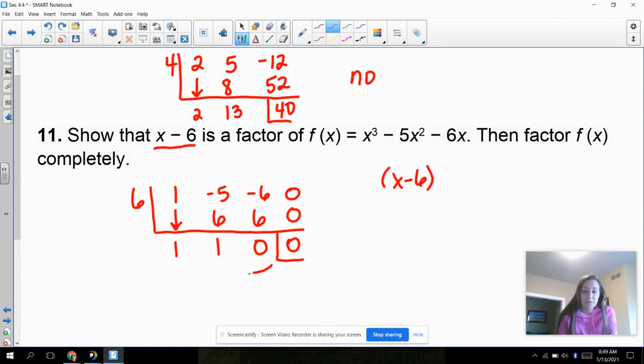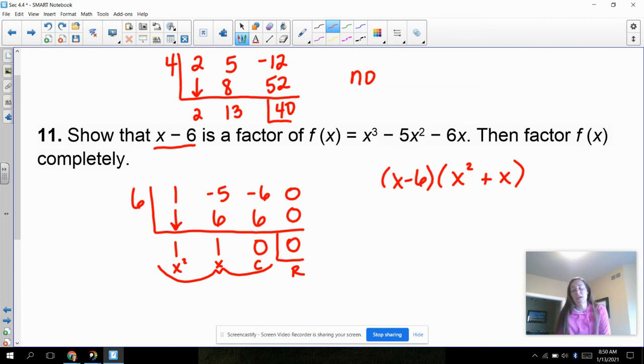And now that I did this synthetic division process and got a remainder of 0, I also know that this stuff makes up the other factor. So this is your remainder, this is your constant, this is your x, and this is your x squared. So 1x squared plus 1x, notice I didn't put the ones in front of those x's, and that's fine, you don't need to do that. This is my other factor.